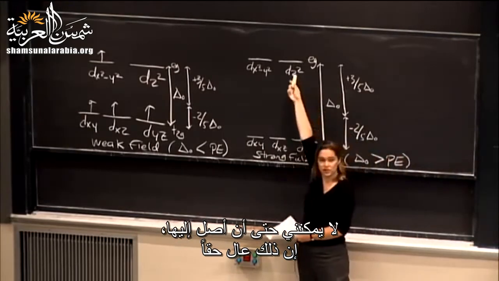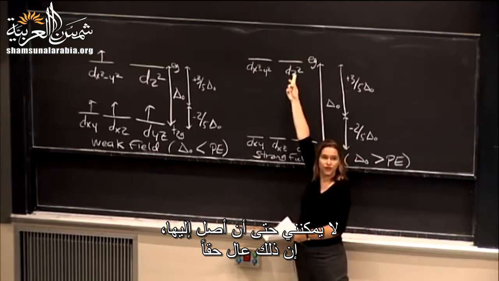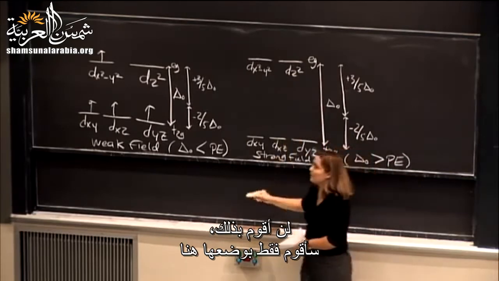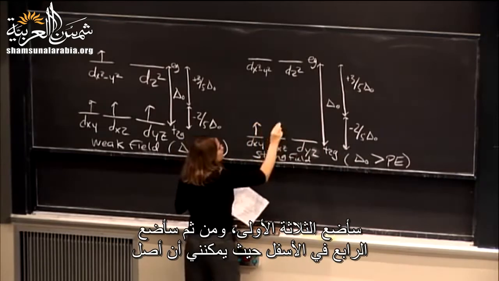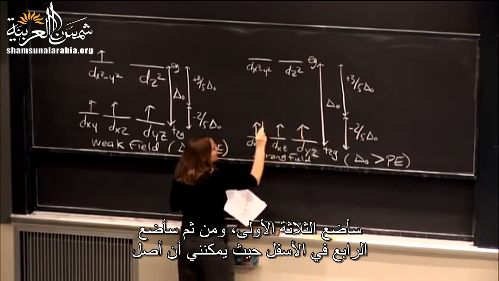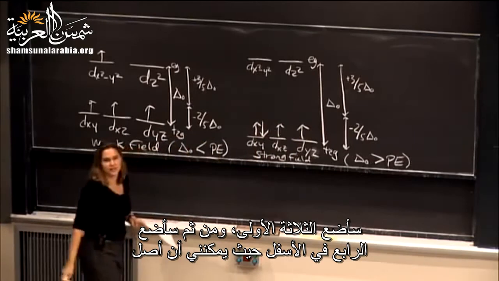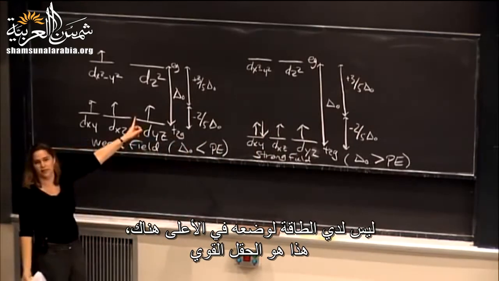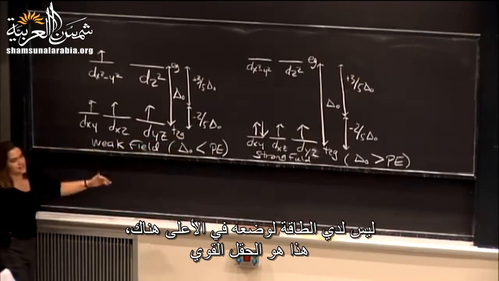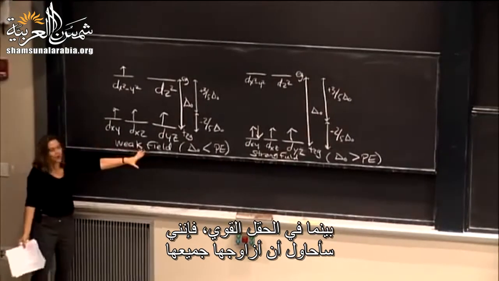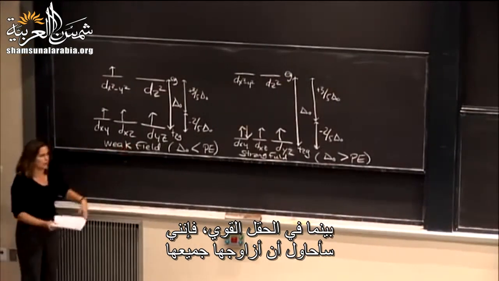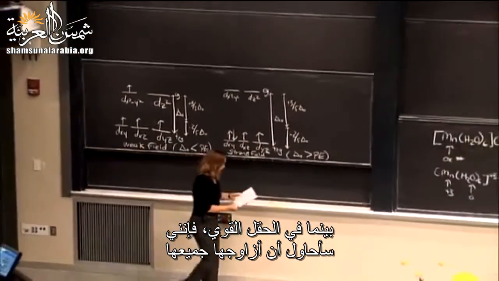I can't even reach those. That's really far up. So I'm not going to do that. I'm just going to put them in here. I'll put the first three in, and then the fourth one is going to go down where I can reach it. I don't have the energy to put it up there. So that's a strong field. Weak field I can handle. Strong field, I'm going to try to pair them all up.